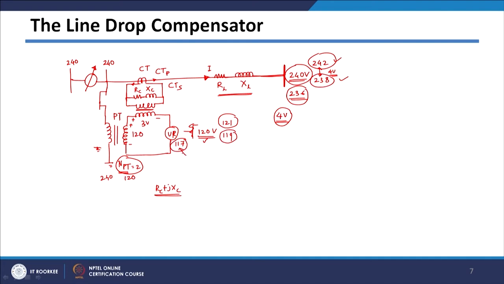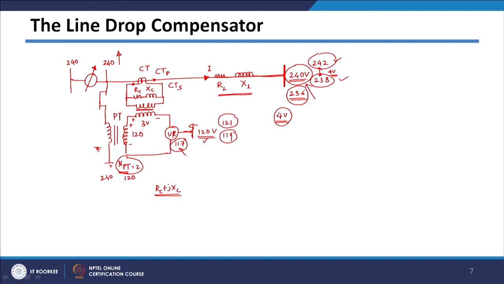In that case this VR voltage relay will operate, and it will give a signal to the time delay circuit. After some time delay your motor operating mechanism will operate and change the tap such that the voltage at this bus gets raised, and we again get 240 volts at this position. So, this is how your line drop compensator circuit works.